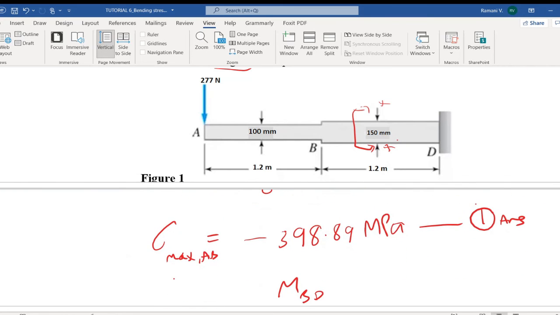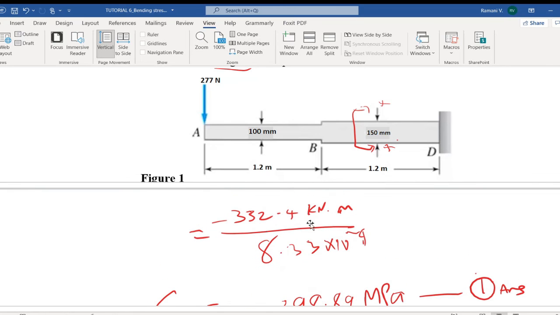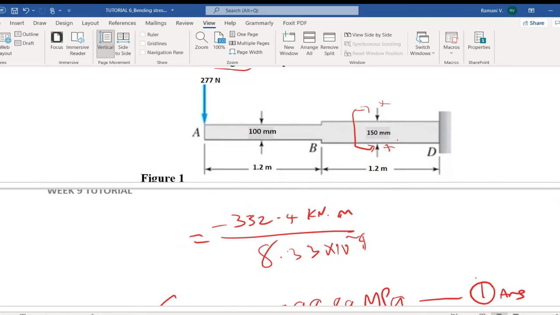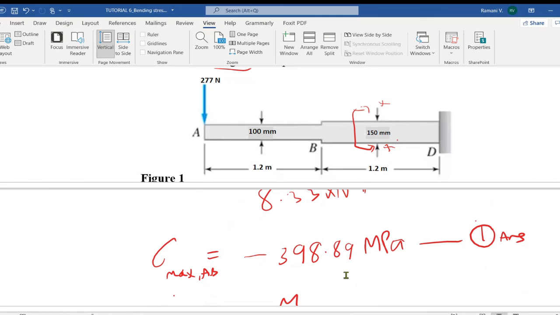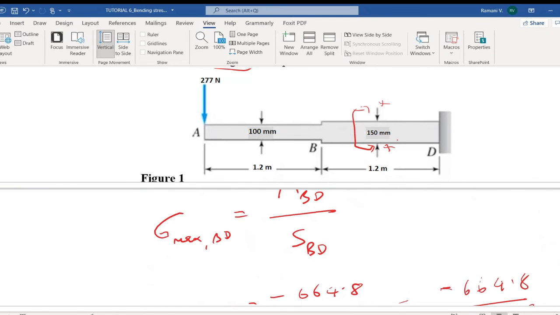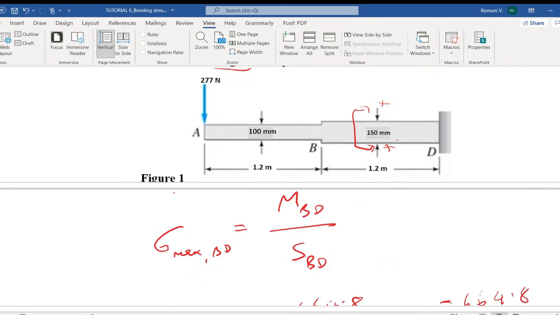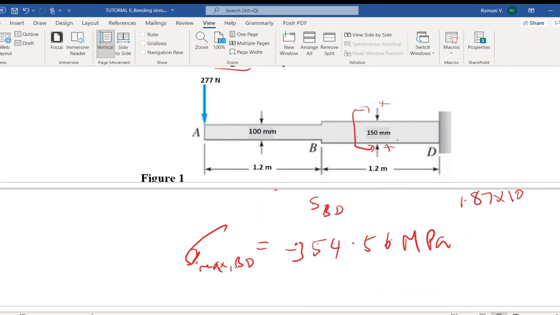I got the answer like this: minus. I have substituted the value for AB, then the top is the moment. The corresponding moment at AB and the section modulus are substituted to find the stress value in AB, followed by BD. Substitute the corresponding values of moment which you determined before, as I explained already in the video, followed by the section modulus you just found, and then get the answer for the maximum stress in BD, which is minus 354.56.